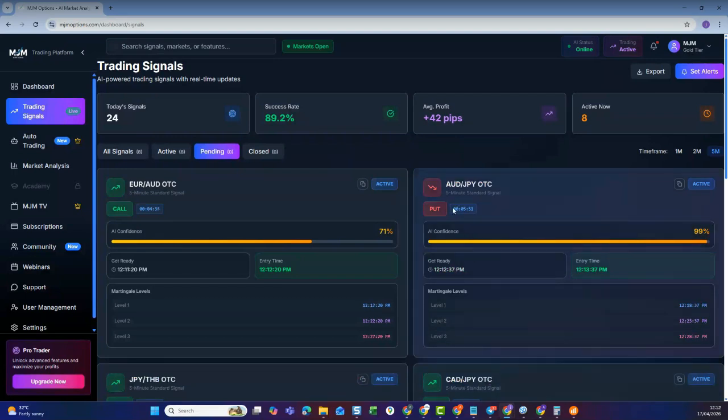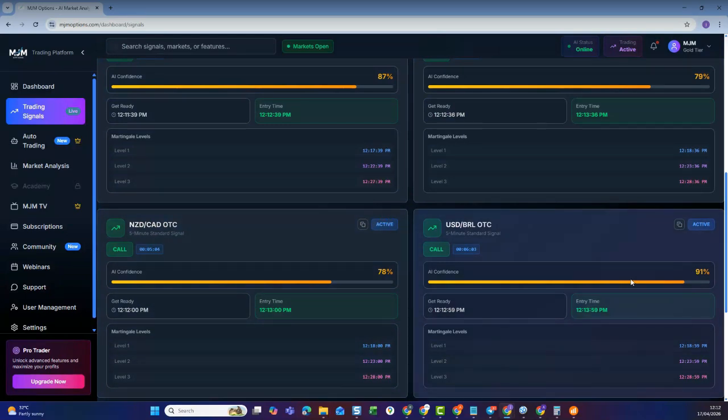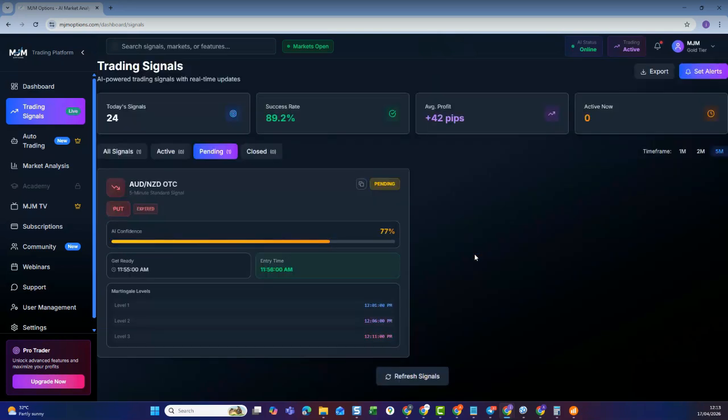So you can see this is valid because 5 minutes and 49 seconds, and the AI confidence is 99. So the next thing I'm looking for here is another one. Okay, it's 91%. Make sure you see 6 minutes and 2 seconds. So that is a sign that the signal is active.